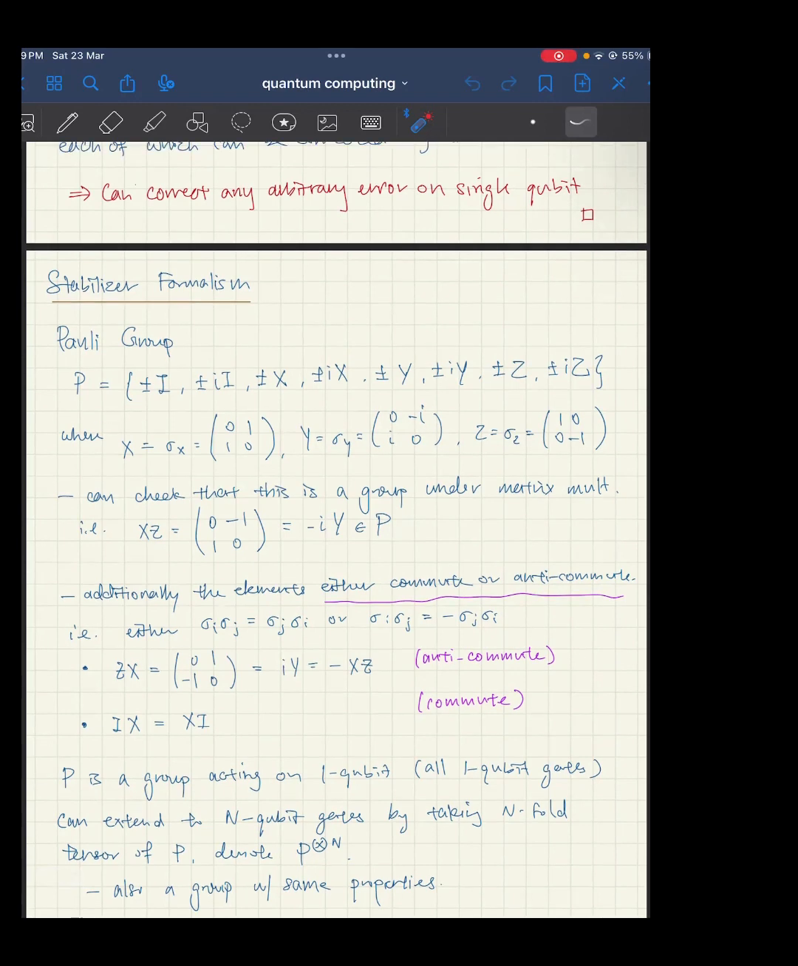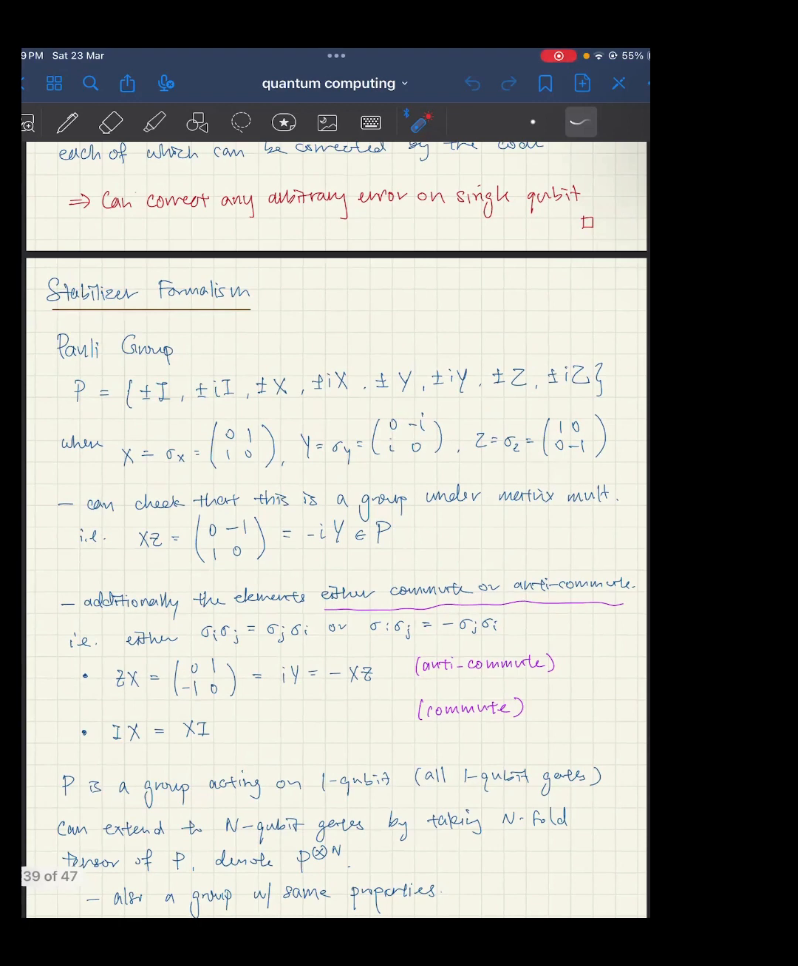But first of all, just a recap: the Pauli group is basically this set of finite elements. We have the identity, we have the X, Y, and Z gates, along with the plus minus 1 and plus minus i coefficients. And the X, Y, and Z are these gates below. The X gate is the NOT gate, the Y gate is this gate with some i, and the Z gate is the phase flip gate.